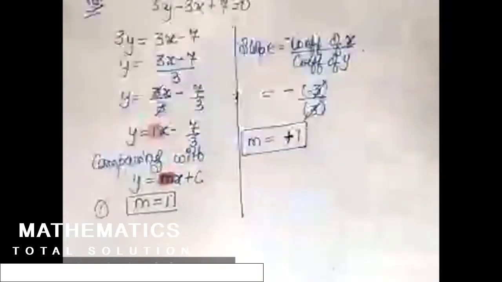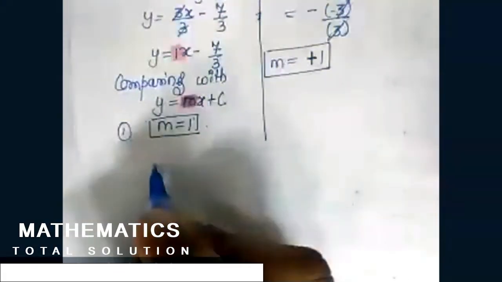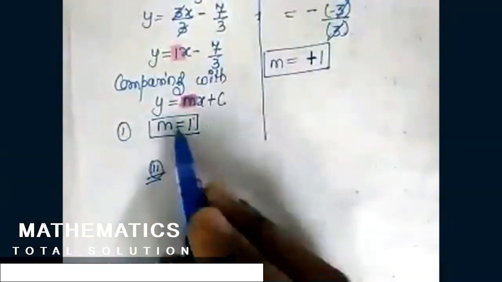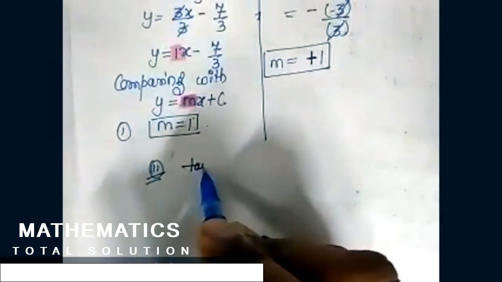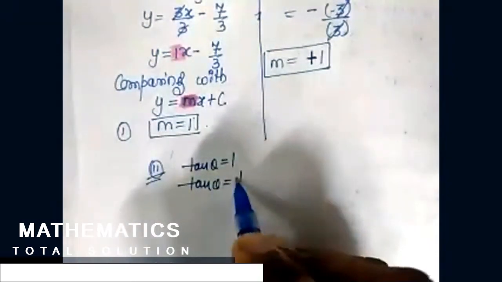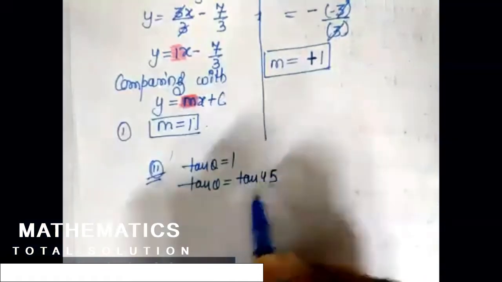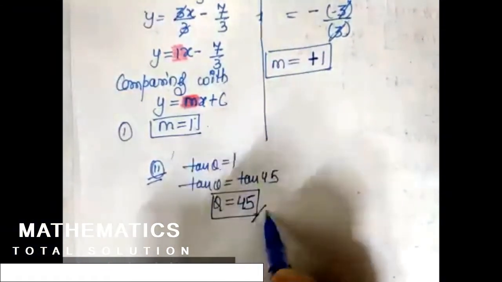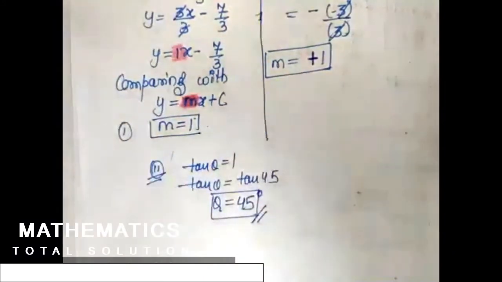Now the second part of this question says, calculate the angle that PQ makes with the positive direction of the x-axis. So for angle, we'll just use the formula of m, that is tan theta equals to 1. We will write tan theta is tan 45, and with comparison we'll remove them. When we compare, theta is equals to 45 degrees. All right.